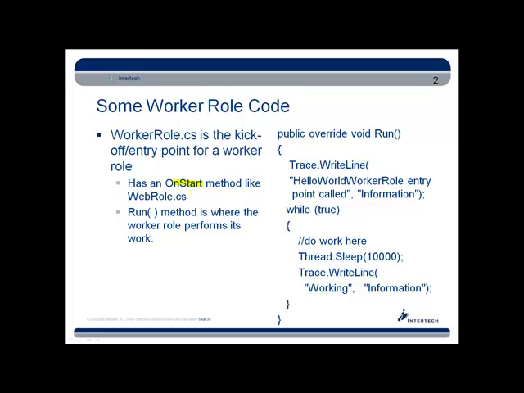But then additionally, the worker role CS file has a run method, and it's in the run method that a worker role actually performs its work. So in a run method, what we'll find typically is an infinite loop. That infinite loop is where we do our work for the worker role. And it's pretty typical to see it do some work, go to sleep for a while, wake back up, do some work, go to sleep for a while, in an infinite loop scenario.